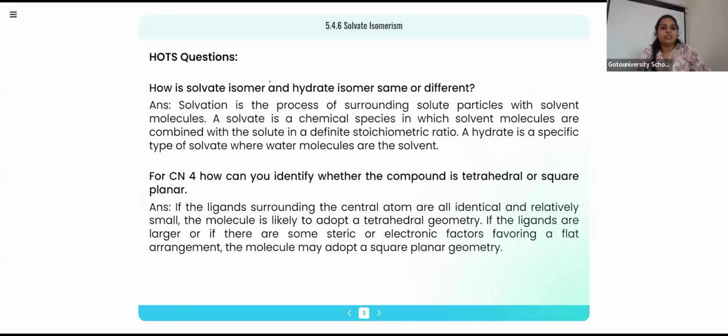Now see how solvate isomers and hydrate isomers are the same or different. As I said before, this is a process of surrounding the solute with solvent molecules, which means the same thing.